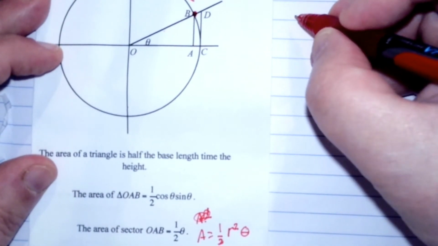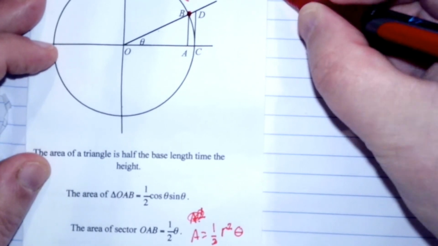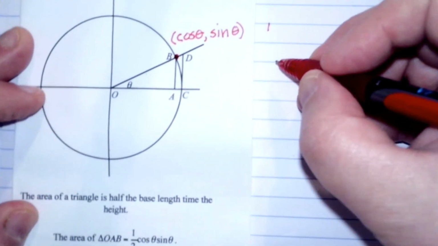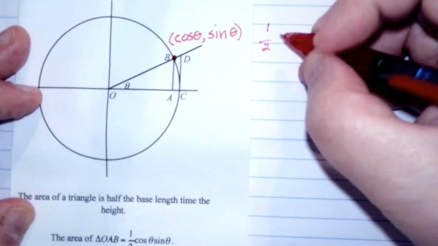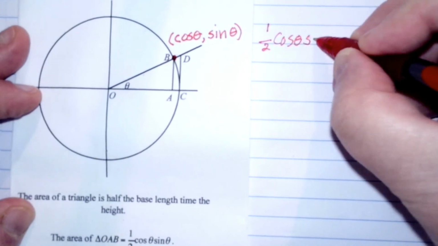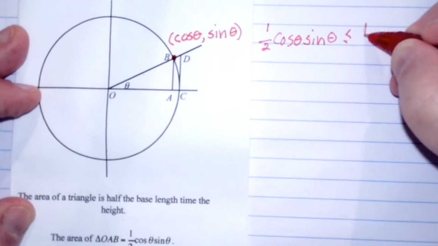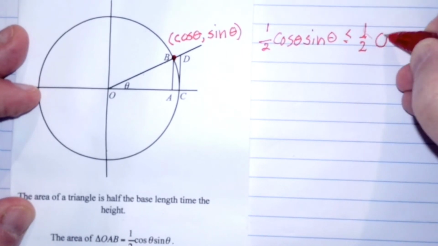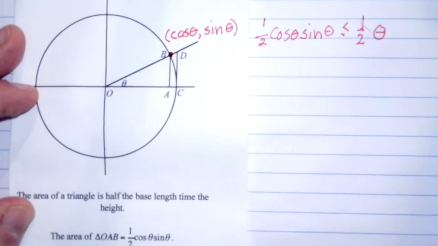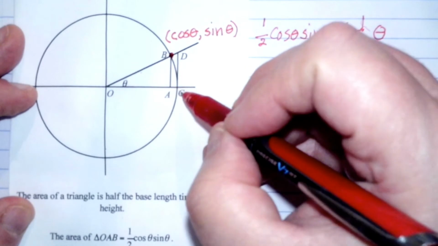So far, we have 1/2 cosine theta sine theta is less than 1/2 theta. Now let's consider the area of the right triangle OCD.